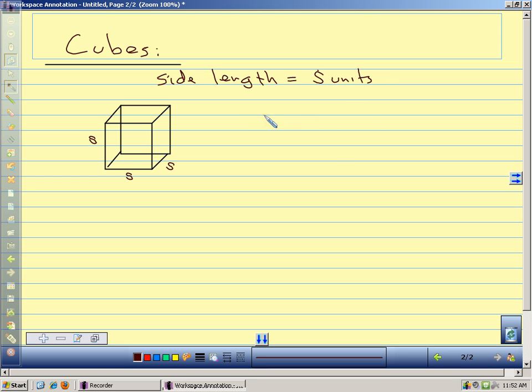So the surface area, we use a capital S for surface area. So what's the area of one face of this cube? S squared. And how many faces do we have? 6. So our surface area is going to be 6 S squared. So our formula for a right rectangular prism gets a lot simpler for a cube because the sides are all the same.